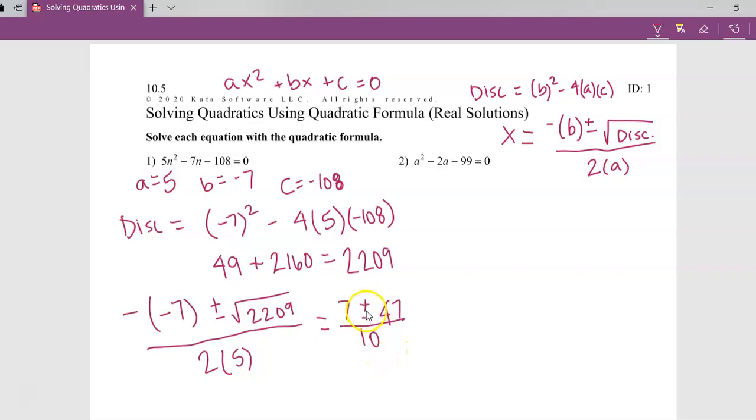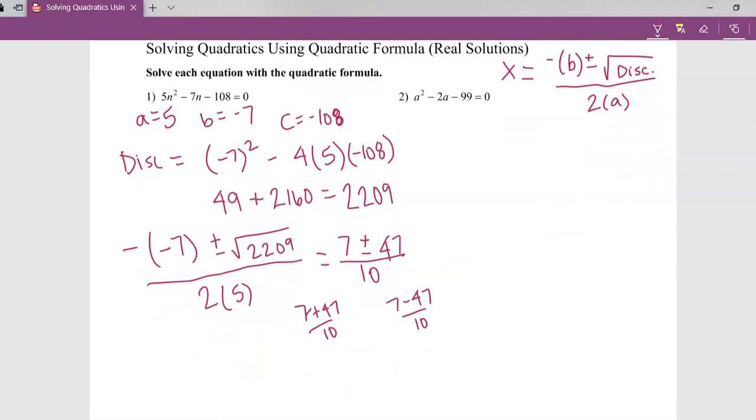So remember, this plus or minus just means that there are two different solutions. One of them is going to be 7 plus 47 over 10. One of them is going to be 7 minus 47 over 10. So I can go ahead and calculate each of these separately. So 7 plus 47 is equal to 54 over 10. These are my x values, right? And 7 minus 47 would be negative 40 over 10.